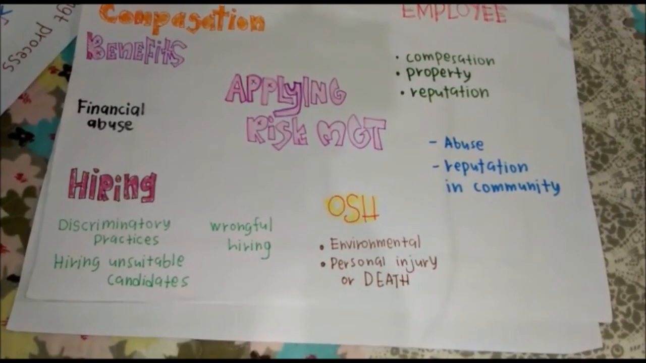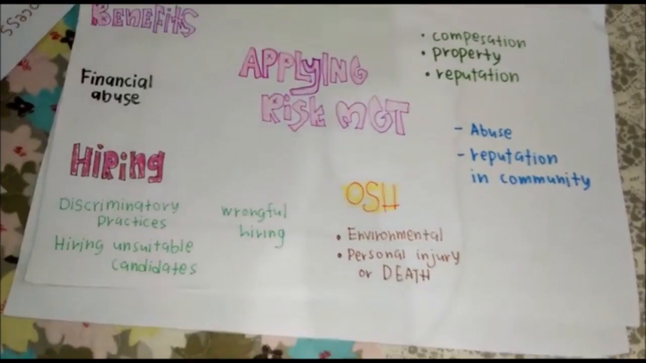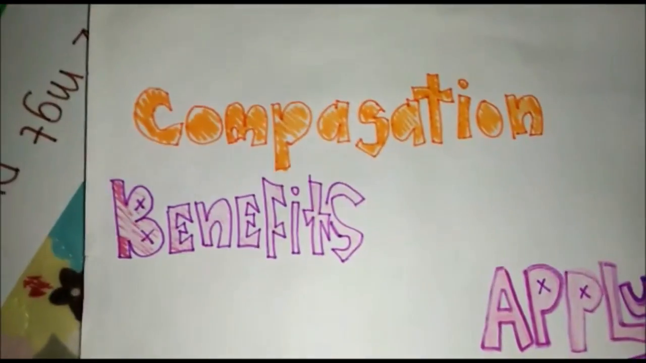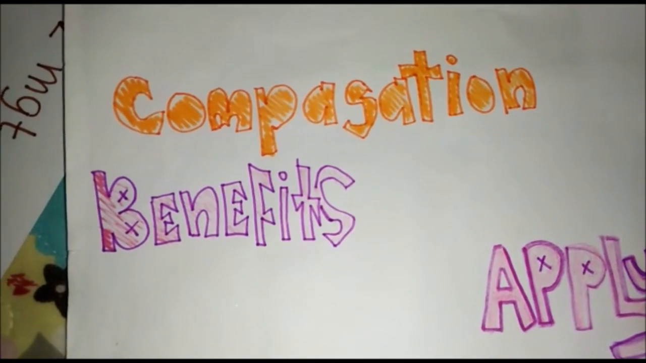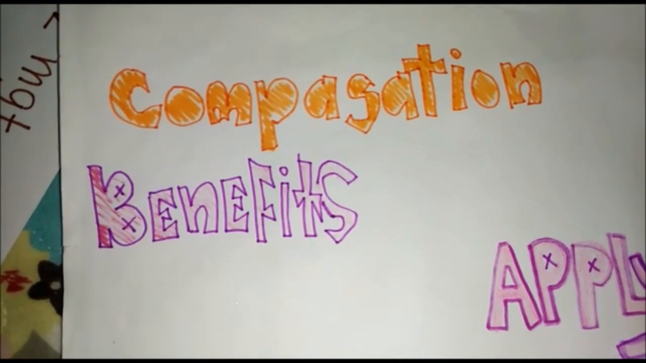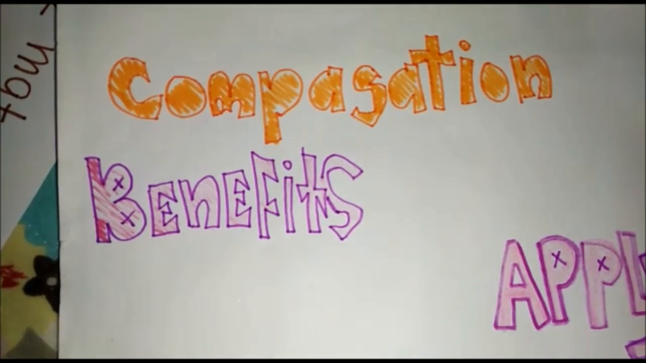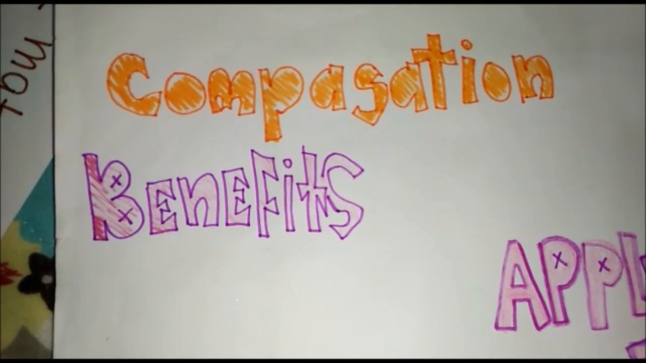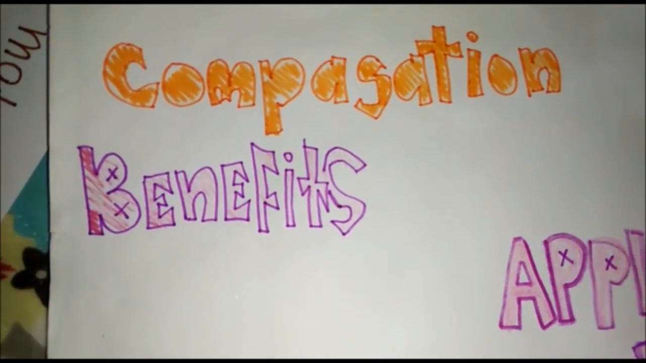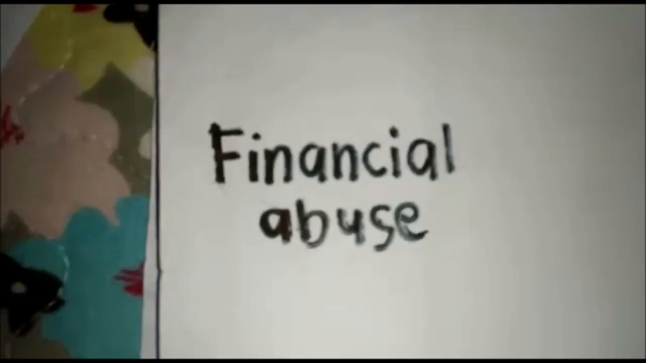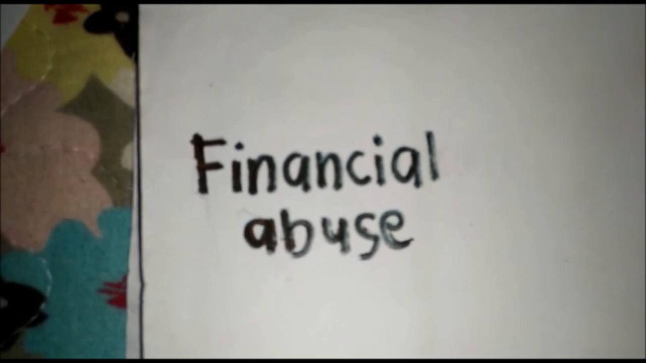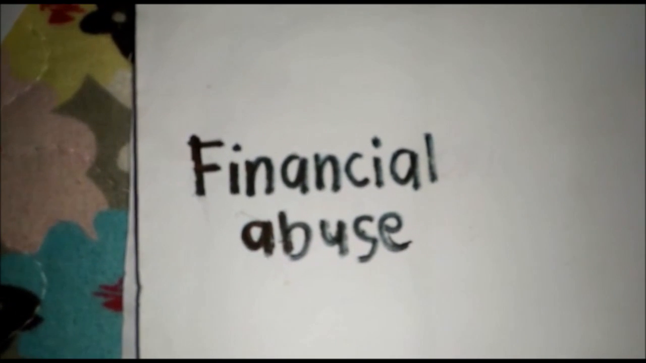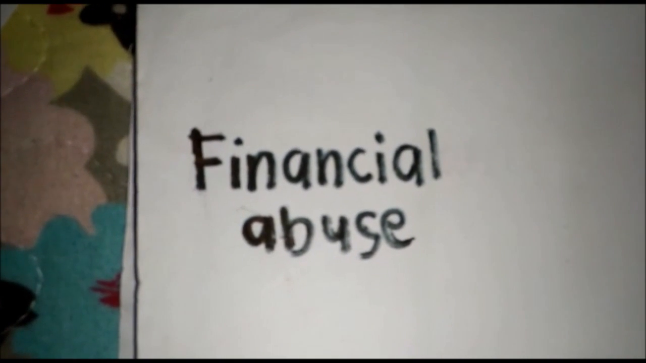The first HR activity is compensation and benefits, which means any kind of benefit that the worker will receive in case bad things happen or they did something good for the company. The potential risk is financial abuse, where the worker does not get any compensation or benefits that should be their rights.